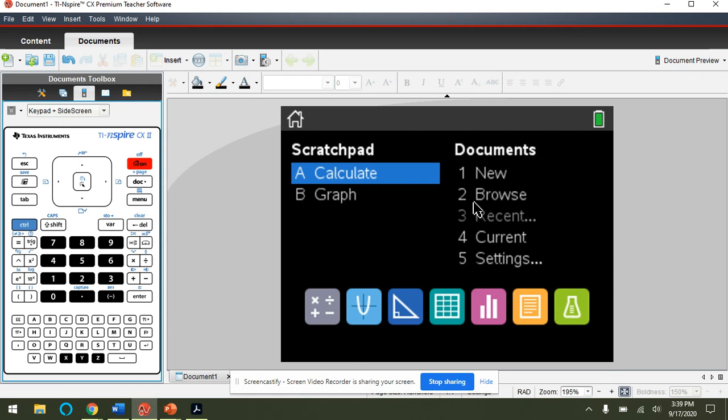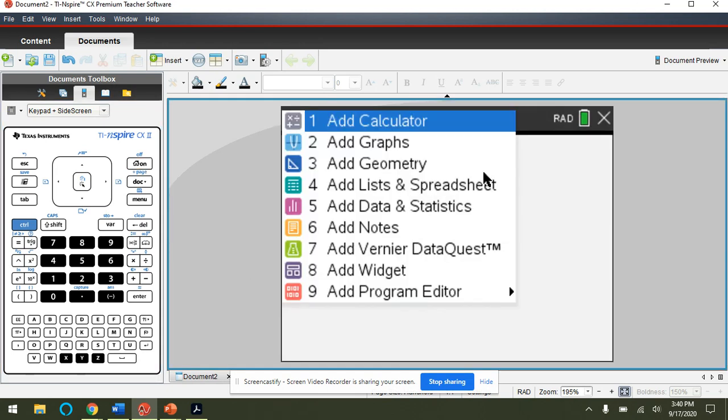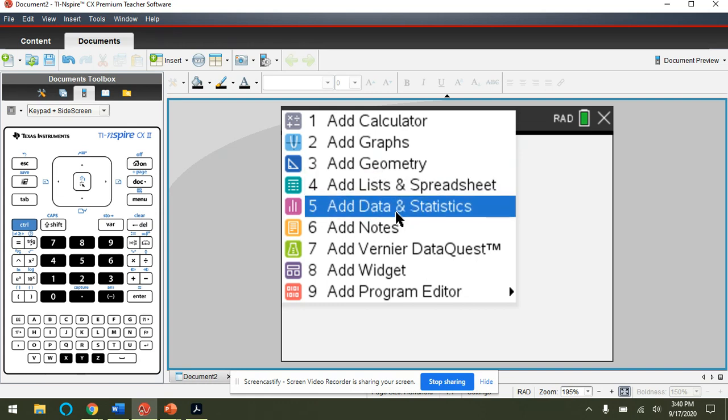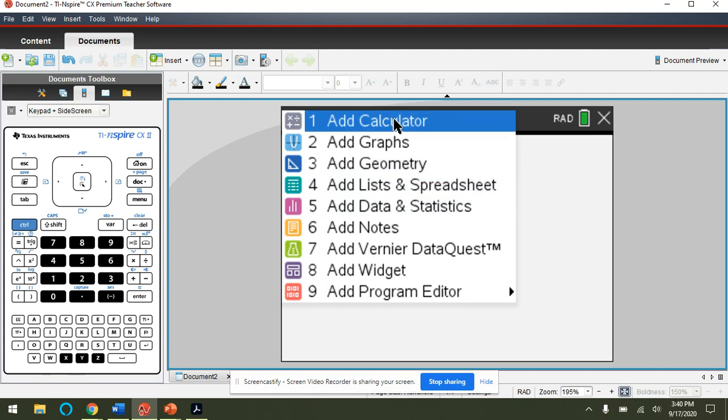So here's my calculator screen. This is just a slightly newer version of the software. Yours has a gray screen. This one has a white screen for the calculator, and that's fine. So what you're going to do is hit the house up here. You're going to pick a new document. Okay. And I want you guys to pick a list and spreadsheet. You guys have probably never used parts 4 and 5, and that's pretty much all we're going to use this year, and a calculator page.